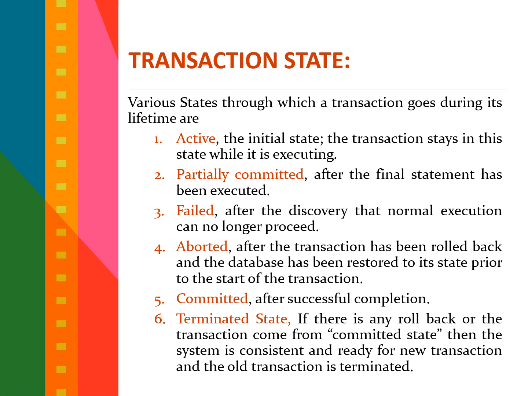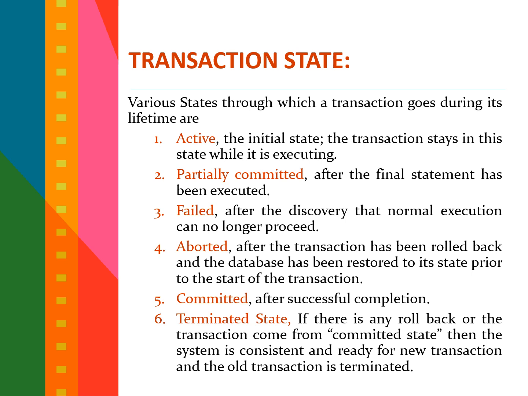Then the third state is the failed state. When any instruction of the transaction fails, it goes to the failed state. That means the normal execution can no longer proceed. That particular transaction gets failed. So that is the failed state. It indicates that the transaction fails.